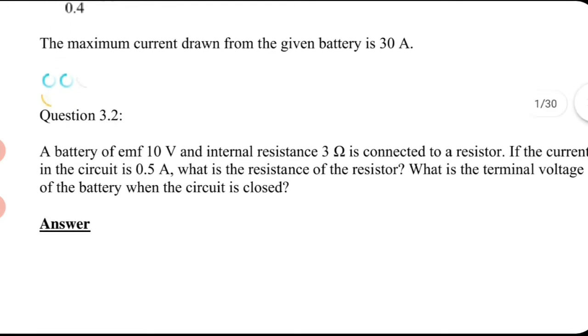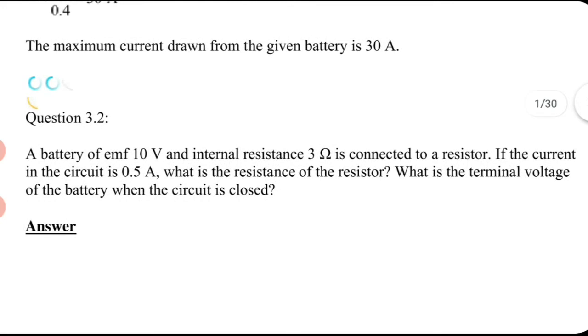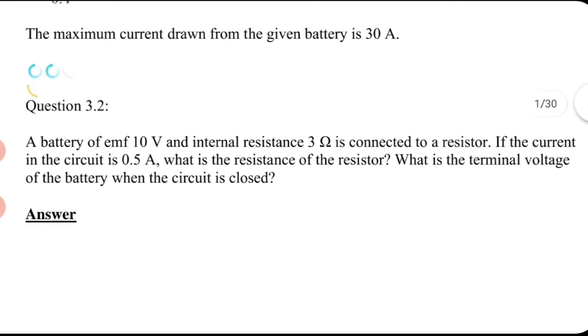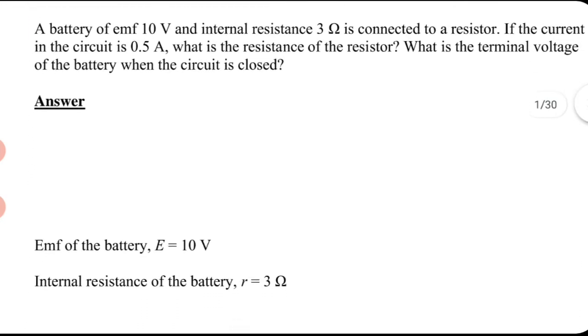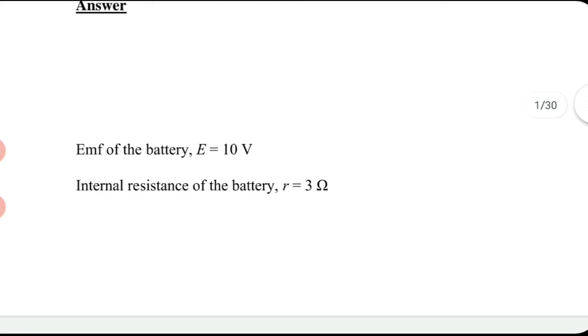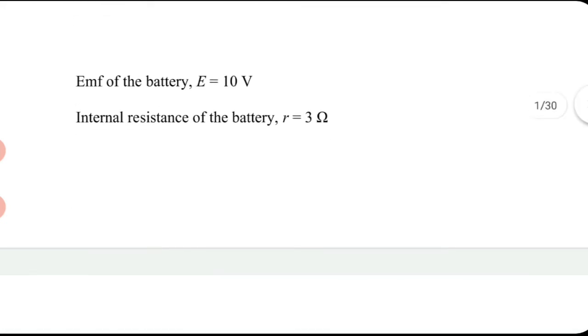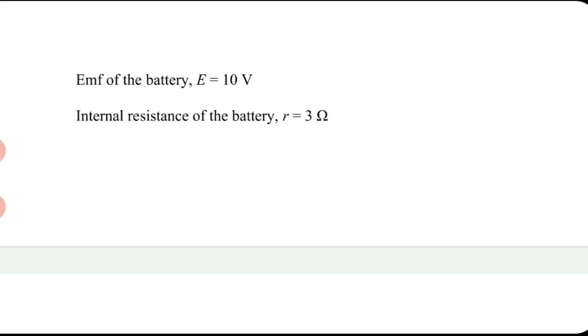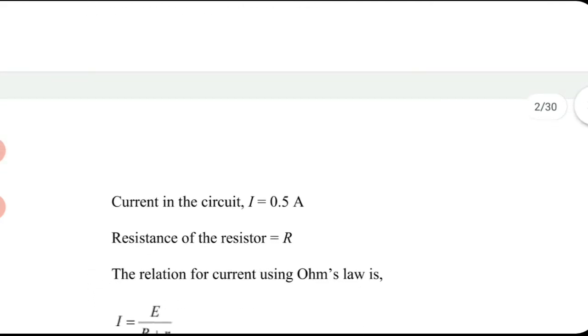Now coming to 3.2. A battery of EMF 10 volt and internal resistance 3 ohm is connected to a resistor. If the current in the circuit is 0.5 ampere, what is the resistance of the resistor? What is the terminal voltage of the battery when the circuit is closed? So EMF is 10 volt, internal resistance is 3 ohm. Here instead of epsilon, E is written, so don't get confused.